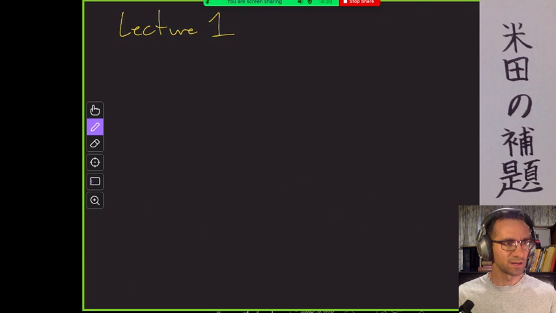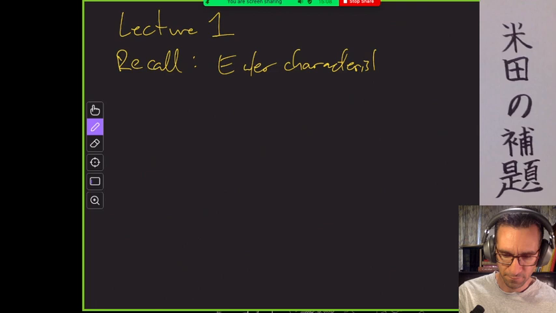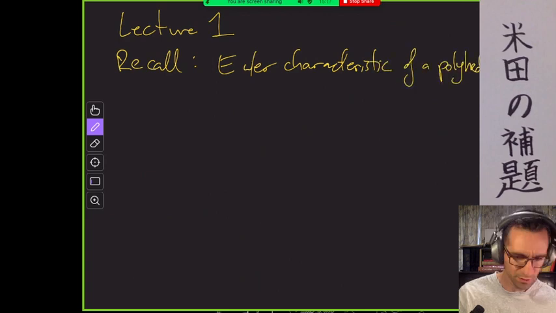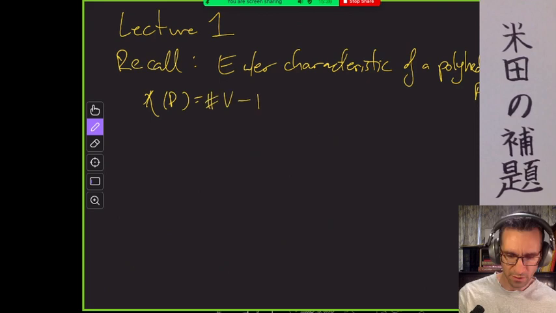So, to begin. All right, first thing I want to recall is the Euler characteristic of a polyhedron. Let's call it P. So the Euler characteristic chi of P. Maybe I should say it's a finite polyhedron, but let's just remember polyhedron in the naive sense. So, number of vertices minus the number of edges plus the number of faces.